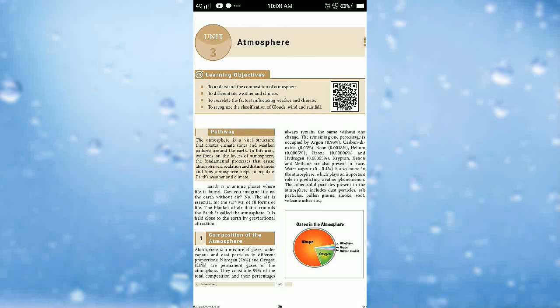Then oxygen is most important for living organisms. Carbon dioxide absorbs heat and keeps the atmosphere warm by insulation and radiation. Nitrogen acts as a diluent and is chemically inactive. Ozone helps in protecting the earth from harmful ultraviolet radiation. The solid particles in the atmosphere act as a nucleus and the water vapor condenses to form precipitation.